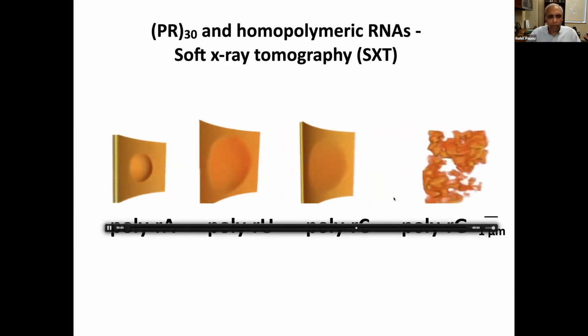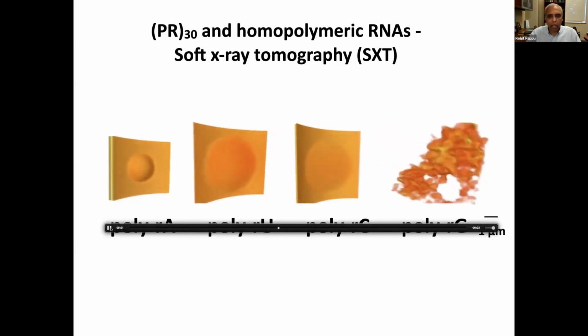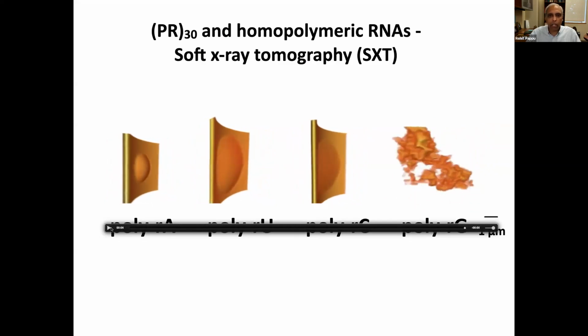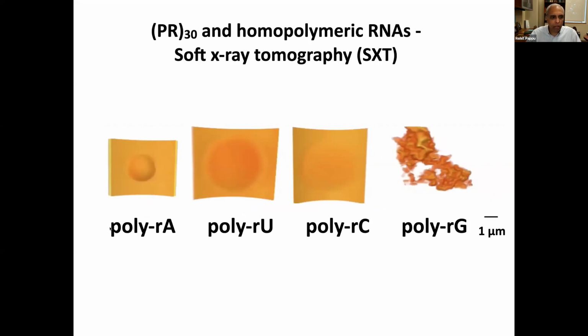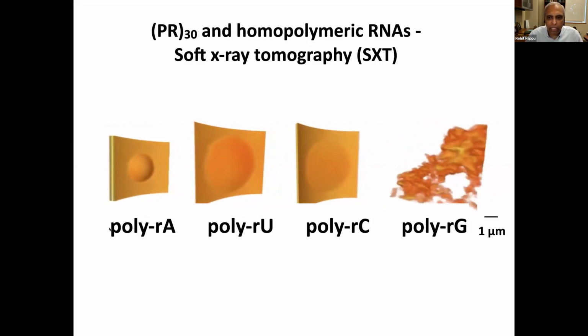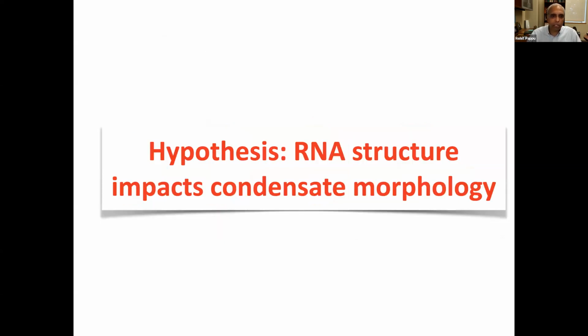What was particularly a fun project to work on was Venera Weinhardt's work at the Lawrence Livermore National Laboratory using soft X-ray tomography, where you can actually use the anomalous scattering properties of water as a way to image and construct tomograms. You can actually see these spherical condensates for the adenine, uracil, and cytosine, but you start to see these very irregular morphologies for the guanine-rich systems.